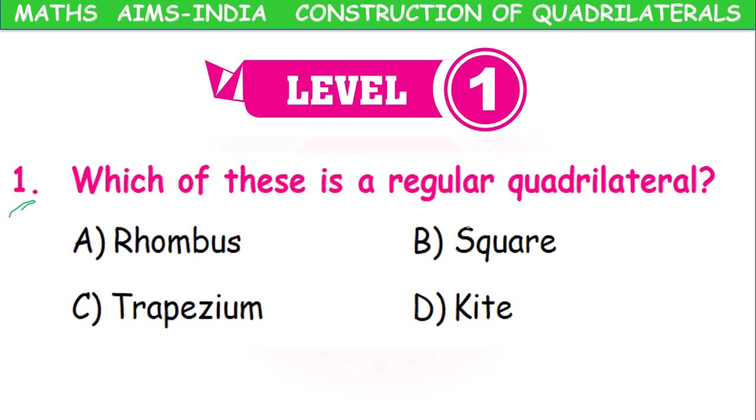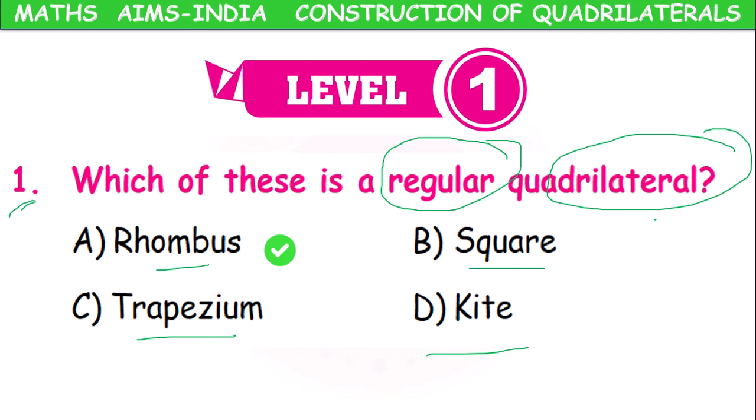Which of these is a regular quadrilateral? Rhombus, square, trapezium, kite. And the correct answer is rhombus, children, because a regular quadrilateral means all the sides to be equal. That is one thing. So if in the parallelogram all the sides are equal, then it will be called a rhombus.